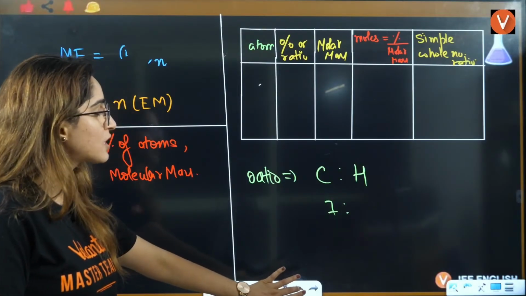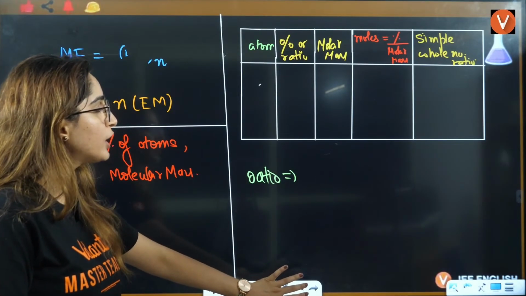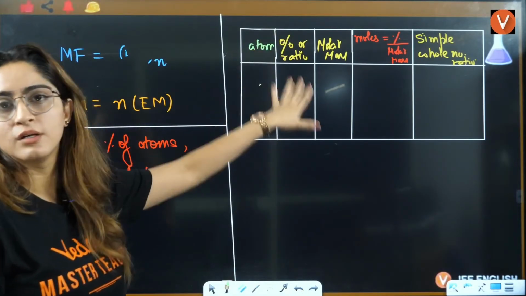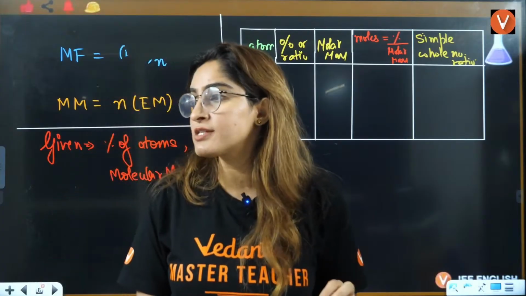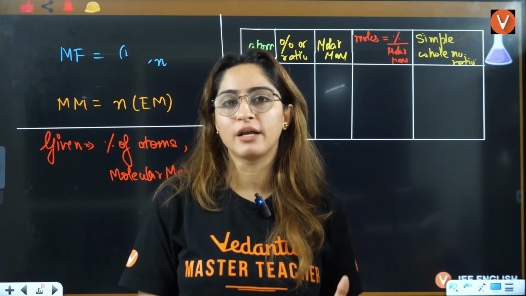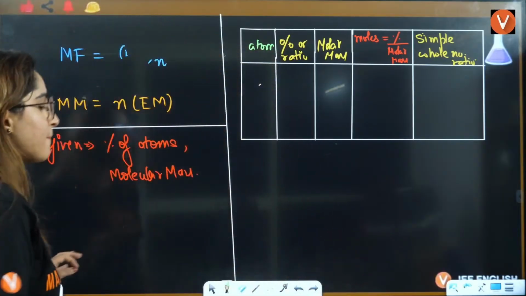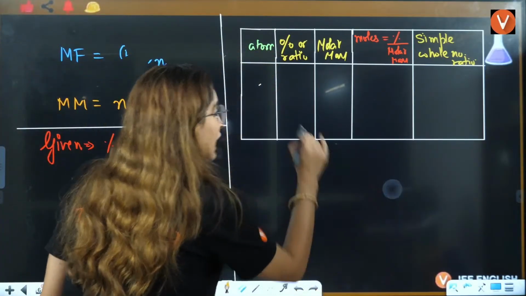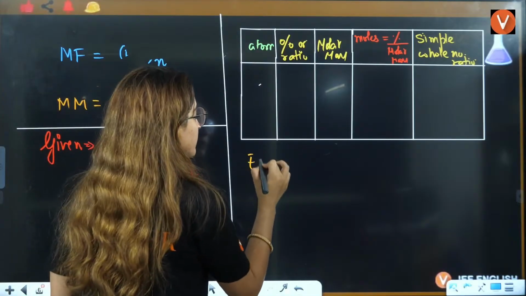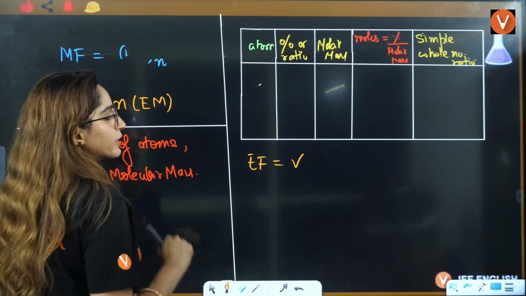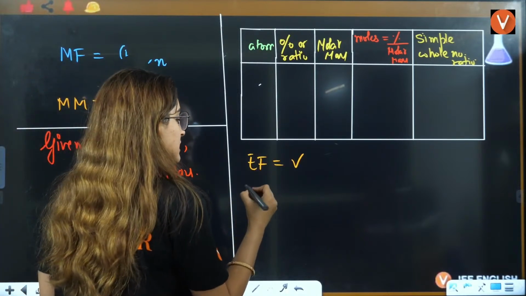So that you should be clear on. If your ratio is given to you, you have to convert it into that set where, out of 100, you are telling the percentages. Always remember, this is how we are calculating. And if they directly give you the given mass, then there is no problem in that, right? Now the simplest whole number ratio will be nothing but the empirical formula. From here you will calculate the empirical formula, right?